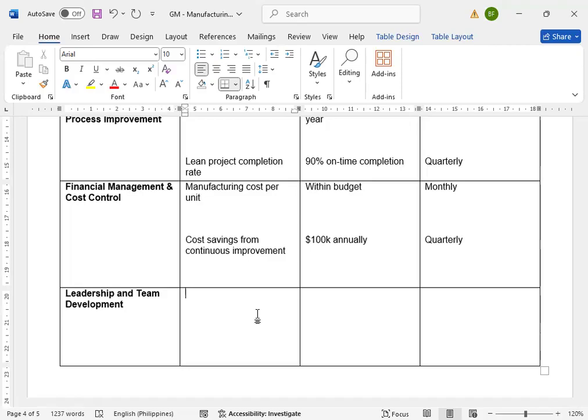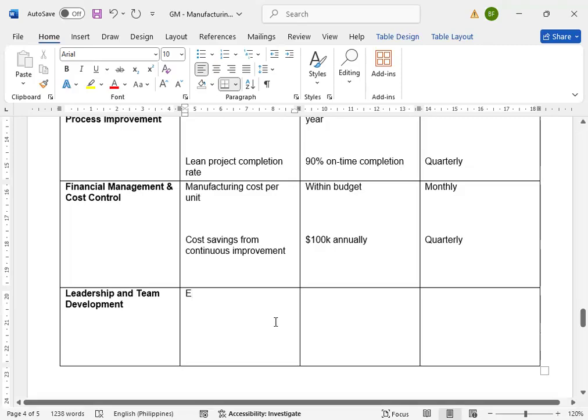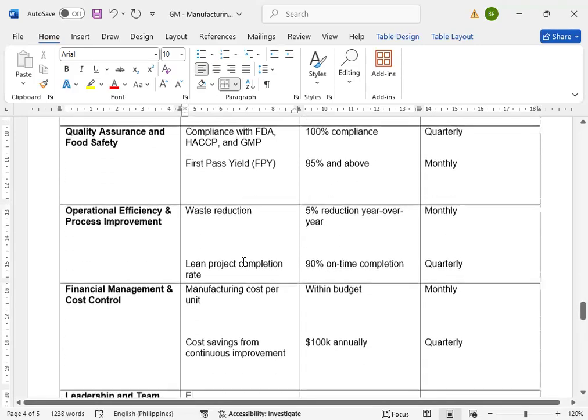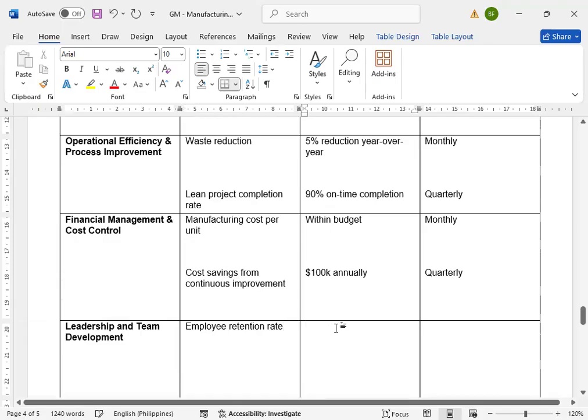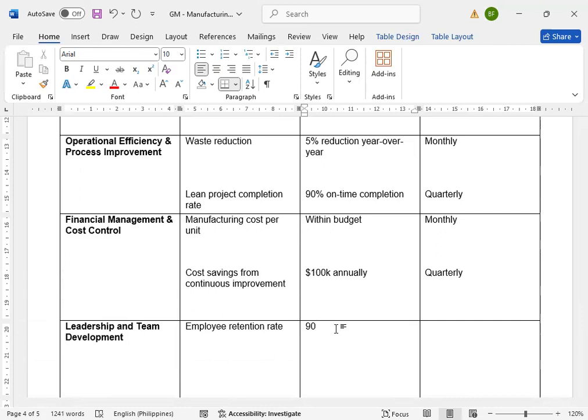So what would be the KPI slash metric for this one? Employee retention. You'll not be able to retain your people, your employees, especially the key employees. You're going to have a lower rate of retention. So what do you expect? It should be what? Retention should be 90%. Again, I cannot say 100% retention, and above, of course.